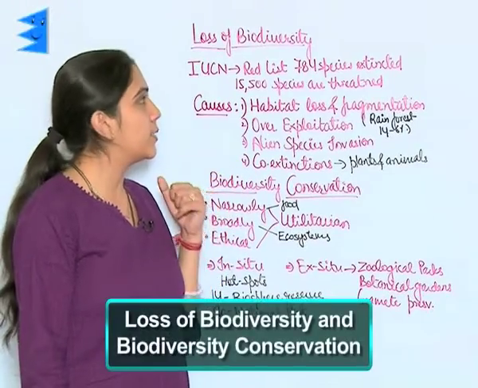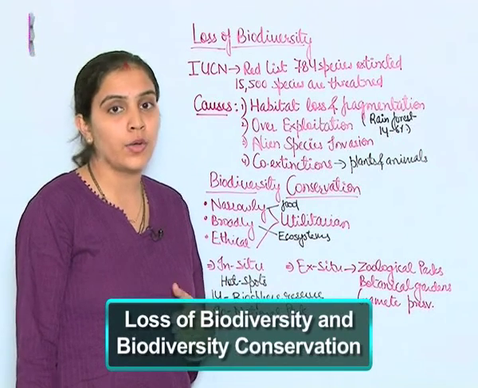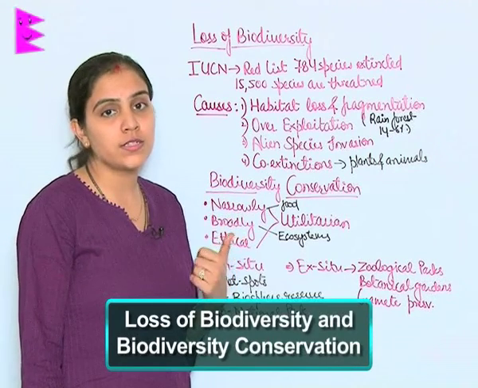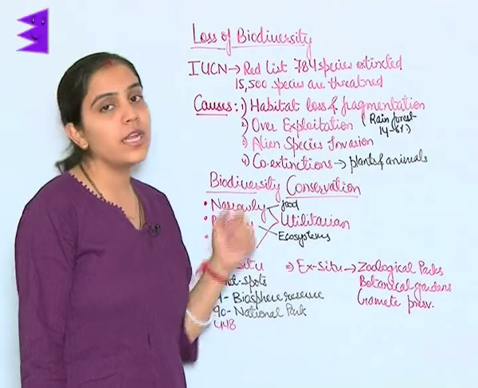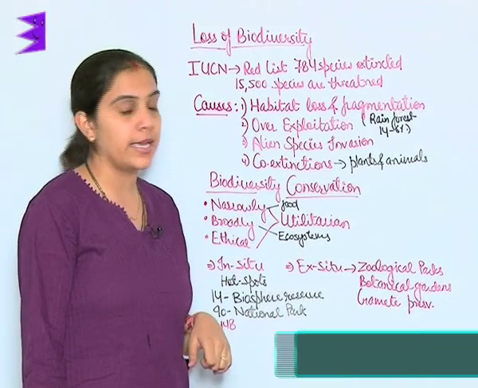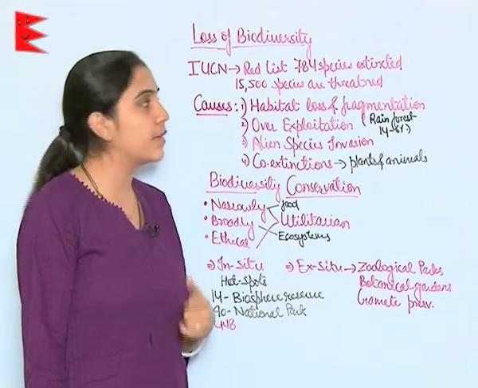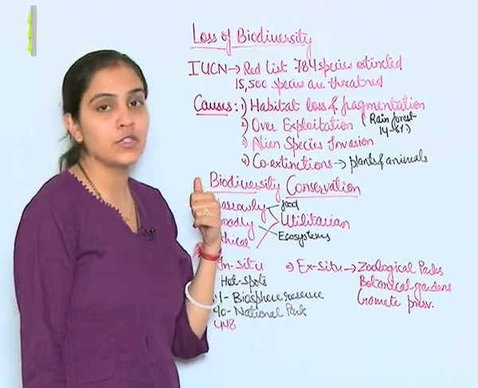Loss of biodiversity. We really don't know if any other new species are being added or not, but definitely we are losing, or have already lost, lots of species. According to the IUCN Red List, 784 species have already become extinct, and across the world 15,500 species are threatened with extinction soon.